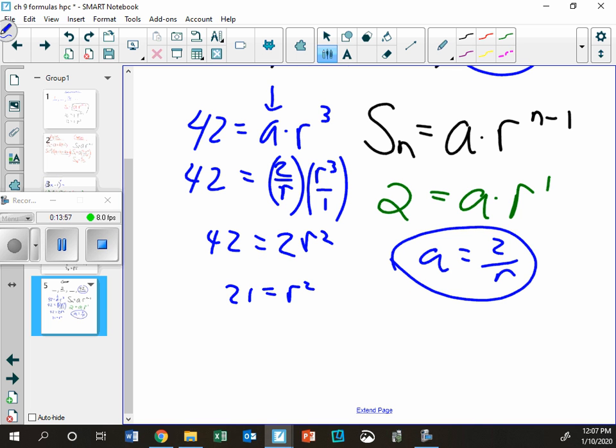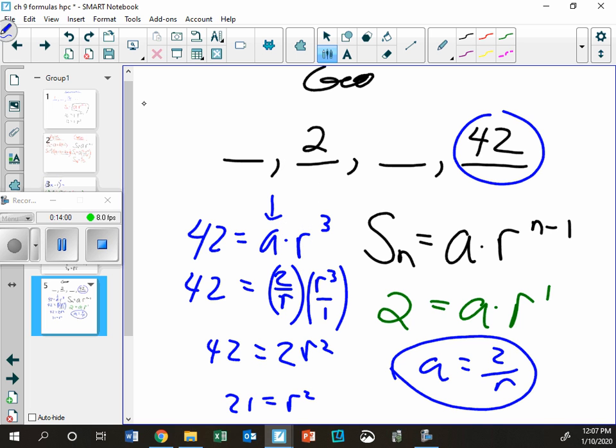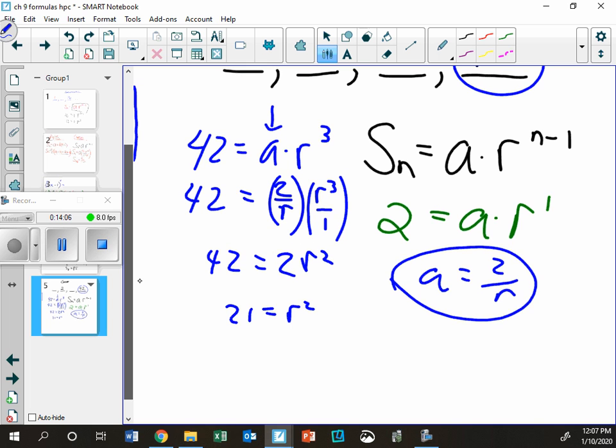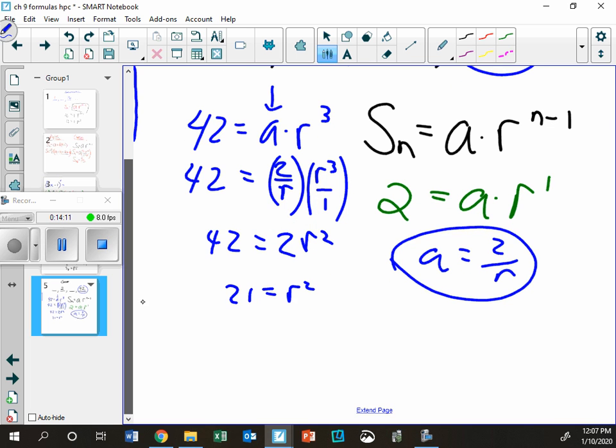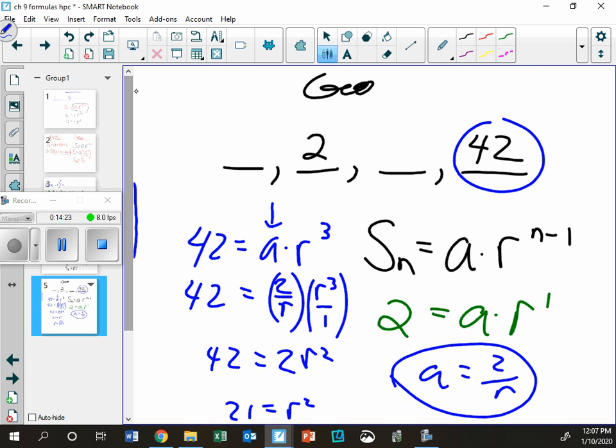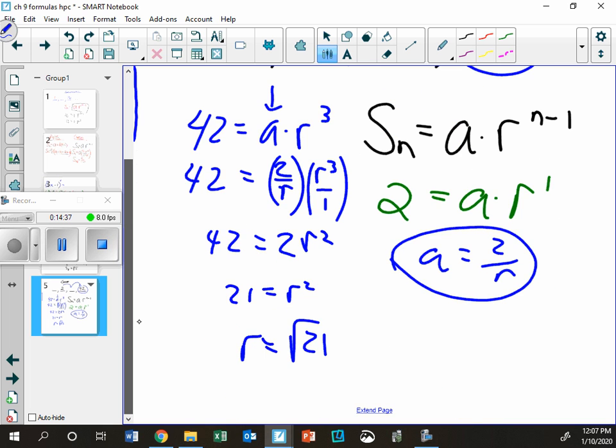So the square root of 21. So R is the square root of 21. Could I figure out A? Yep. If R is equal to the square root of 21, and by the way, it's technically plus and minus the square root of 21. Why could R be negative? Because if I multiplied this up and got a negative number and then multiplied it by a negative R, it would turn into a positive. It could be negative. So R could be plus or minus the square root of 21.